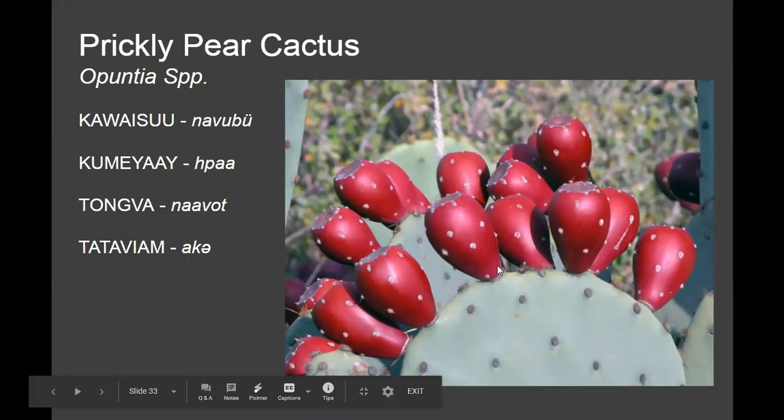And what's cool is that the pads are actually the stem of the plant, and the spines are specially adapted leaves. And so in this case, the pad, aka the stem, is where photosynthesis is happening. And then they put out these delicious fruits. It flowers in the spring and has these fruit in the fall.